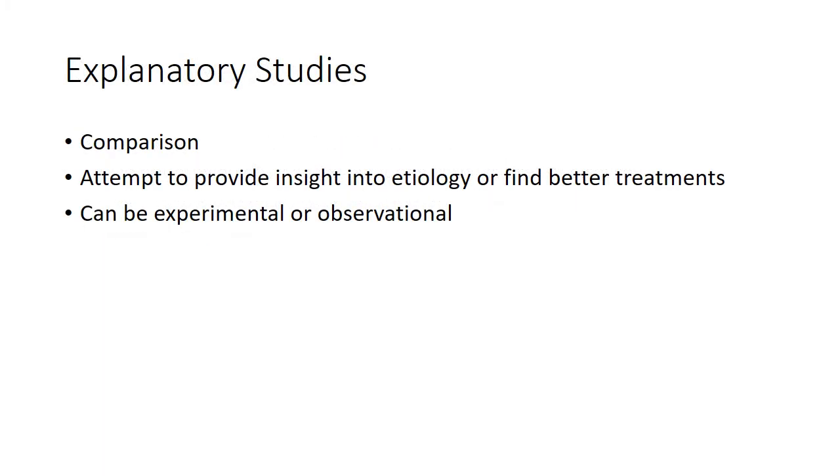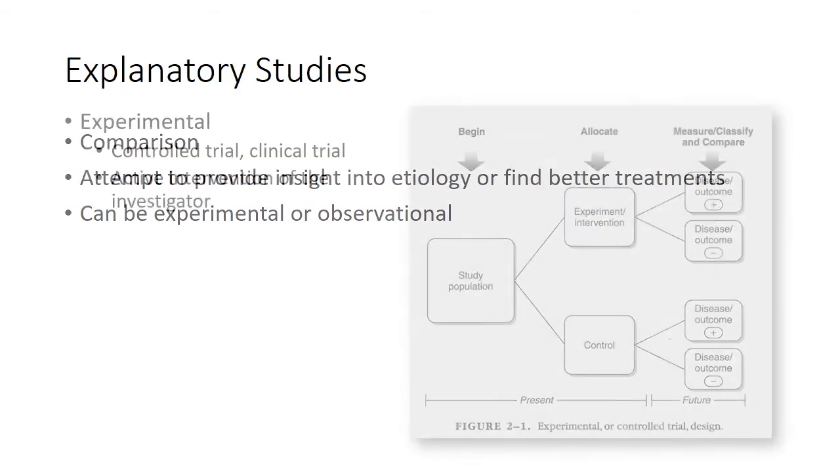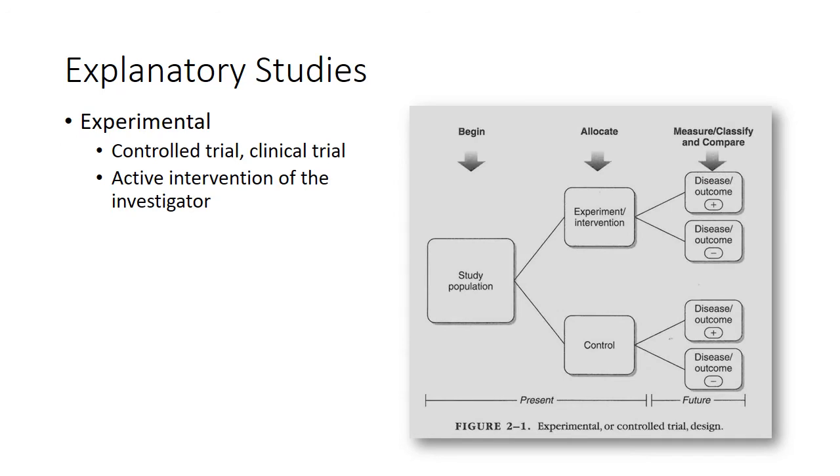Explanatory studies oftentimes make comparisons between groups. They attempt to give you more insight into either the etiology of a disease, what risk factors make you more likely to get a disease, or finding better treatments for it, and these can be either experimental or observational. Experimental includes things like controlled trials and clinical trials, and these involve active intervention by the investigator. These are much more resource intensive, expensive, and time consuming, but basically we're beginning with our study population.